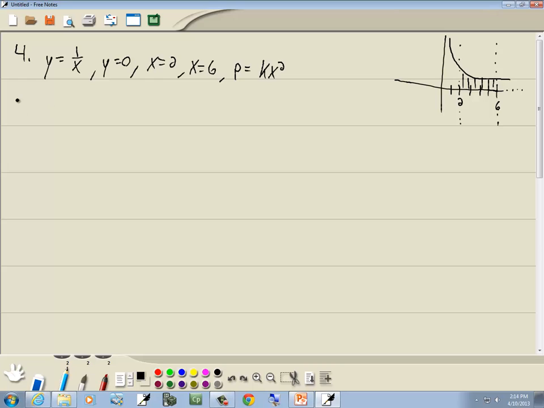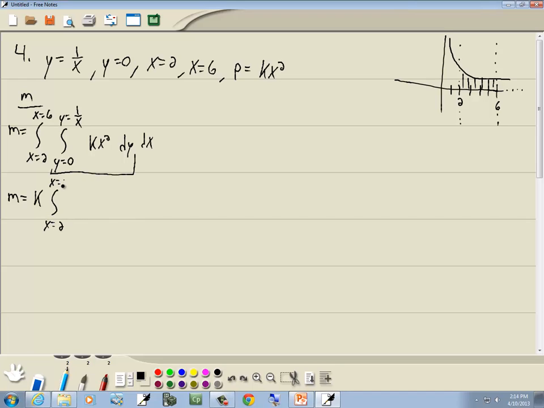Okay, so we need to find our m. So m is going to go from x equals 2 to x equals 6, and from y equals 0 to y equals 1 over x of rho, which is kx squared, dy dx. Okay, so I'll do the inner integral first. The k I'll put out in front. And this will be x equals 2 to x equals 6.